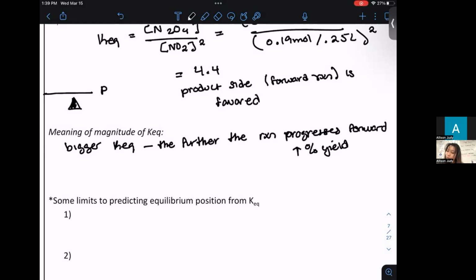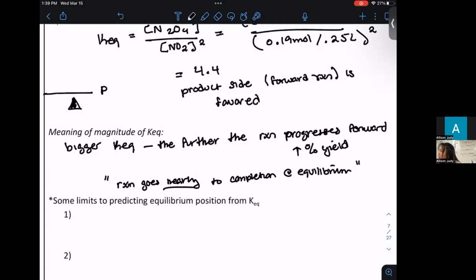So what we say is when we have a larger KEQ, we say that the reaction goes nearly to completion. Completion being in the direction of the forward, nearly to completion at equilibrium. At equilibrium, we are basically just producing product with a little bit of undoing. That's where the balance is found. That's where the rate of the forward has to equal the rate of the reverse, when we have slightly more product being made.